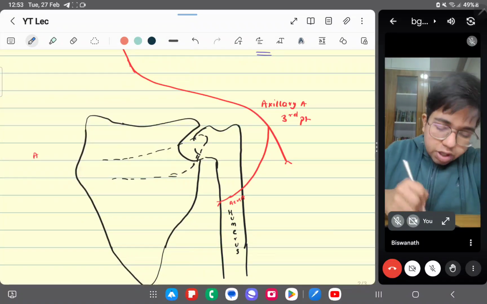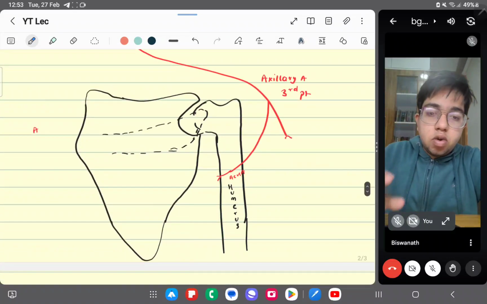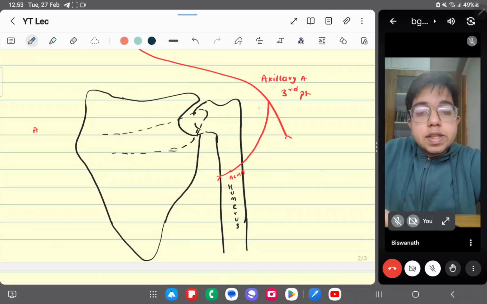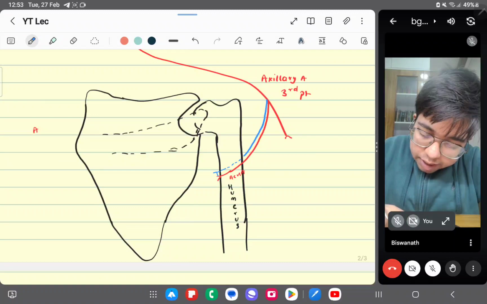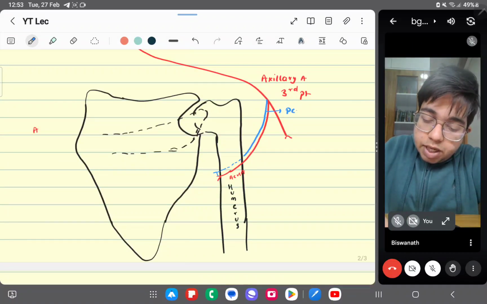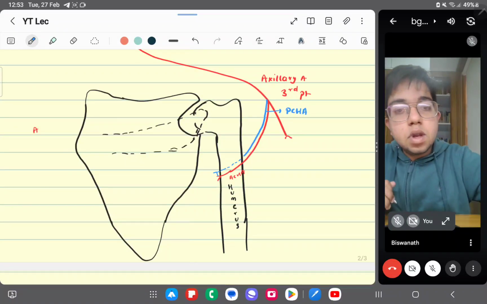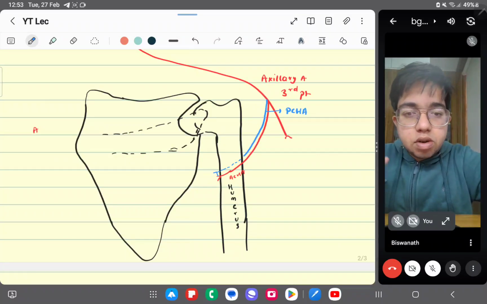I'll be drawing the posterior circumflex humeral artery in another color. Don't get confused with the veins because we are not discussing the veins now. There is the posterior circumflex humeral artery like this being wound. This is the PCHA. Understood? ACHA and PCHA, you understood?